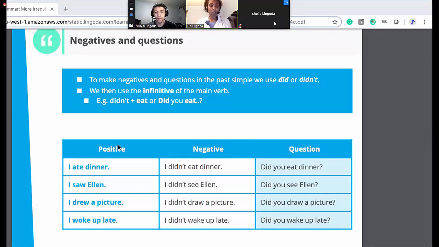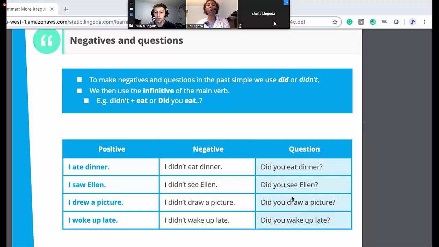So for the example here, it says I ate dinner in the positive. Then here you have to use didn't eat if it's in the negative, but talking about the past. I didn't eat dinner. If you ask the question, you must use did. Did you eat dinner? Again, I saw Ellen. I didn't see Ellen for the negative. Question, did you see Ellen? I drew a picture. I didn't draw a picture. Did you draw a picture?